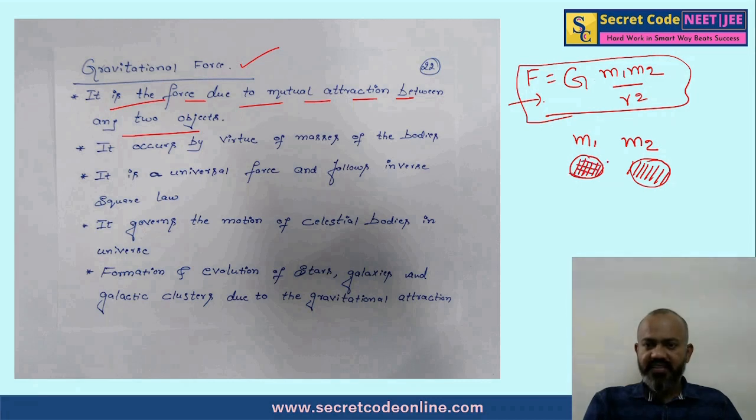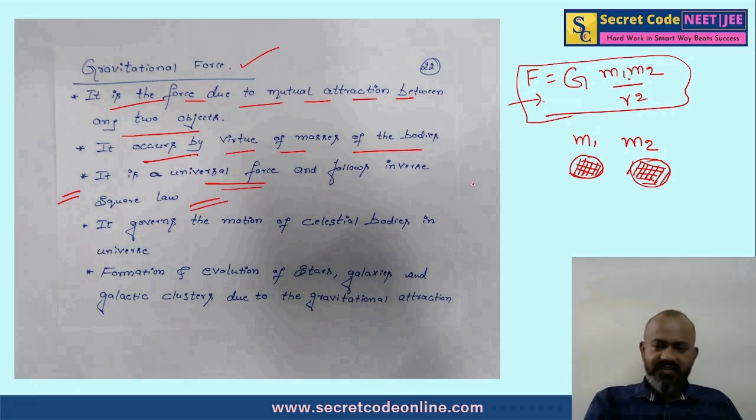There will be gravitational attraction between any two objects, and let m1 and m2 be their respective masses. It occurs by virtue of their masses. That is the reason we have multiplied m1 and m2 here. It occurs by virtue of the masses of the bodies. The third one: it is a universal force and it follows an inverse square law.